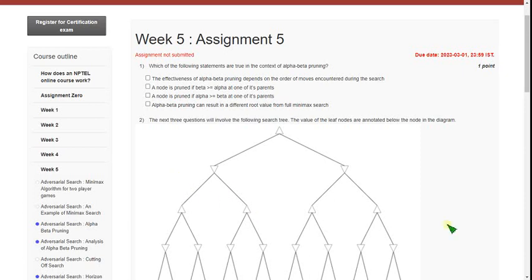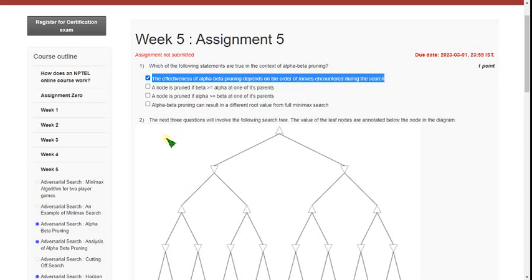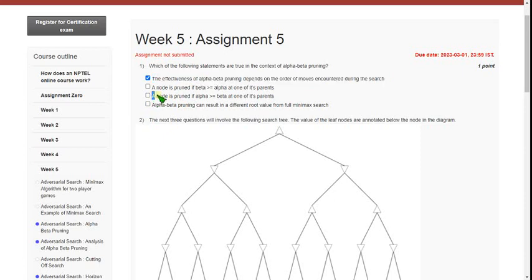So let's see the first question. Which of the following statements are true in the context of alpha beta pruning? For the first question, I think option 1, the effectiveness of alpha beta pruning depends on the order of moves encountered during the search, is a correct answer. And the other one is option C, if alpha is greater than or equal to beta at one of its parents. So I think for the first question the correct answers are option 1 and option 3.